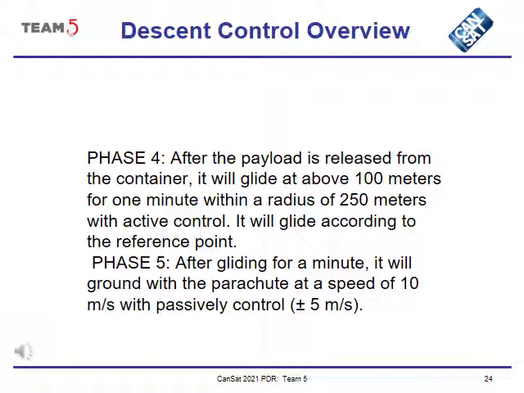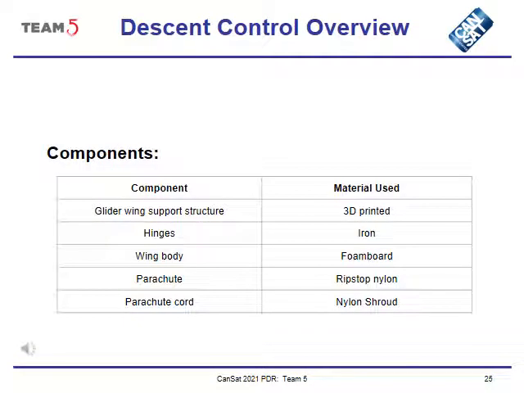After gliding for a minute, it will ground with the parachute at a speed of 10 meters per second with passively control plus or minus 5 meters per second. Components. Here we show the component and the material used to make it.